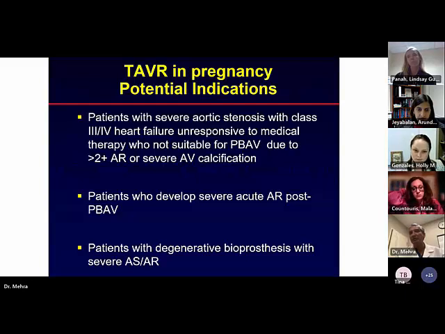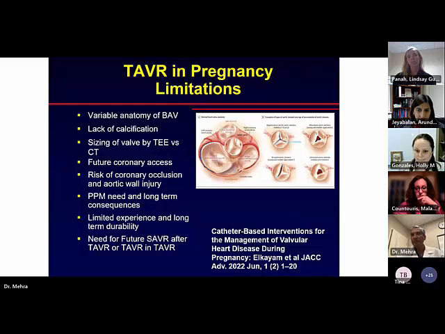And the patients who have a degenerative bioprosthesis who present with symptomatic severe AS or AR, there will be another consideration for valve-in-valve TAVR. But one needs to really keep in mind that the limitations are there, and there are some considerations one needs to give before we jump into doing a TAVR, especially in what we call a native valve.